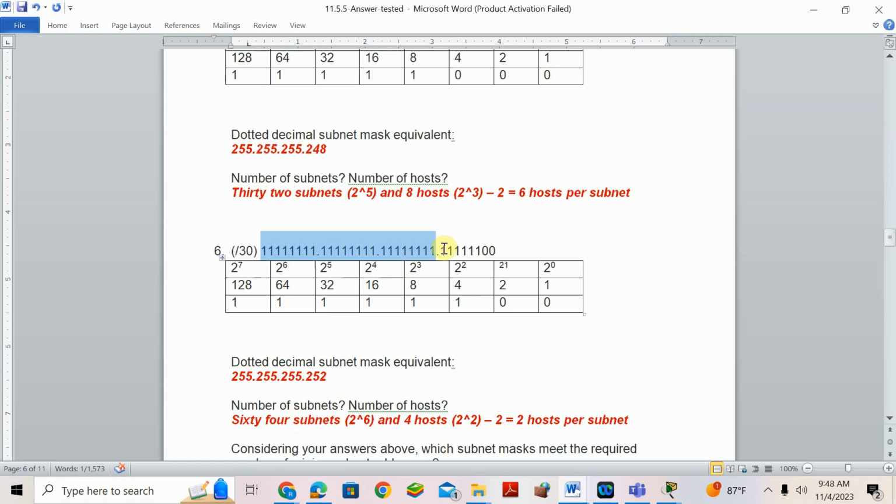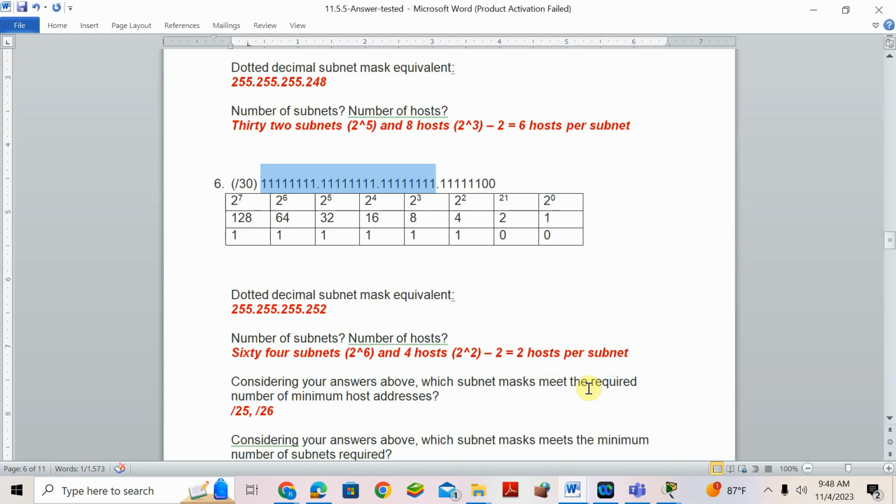Only the last part changes. Now number of subnets. How many extra bits did you borrow for the network from the host? 6. So 2 power 6, that is 64 subnets. And what about the number of host addresses? 2 bits we have. So 2 power 2 minus 2. 4 minus 2. 2 hosts per subnet.